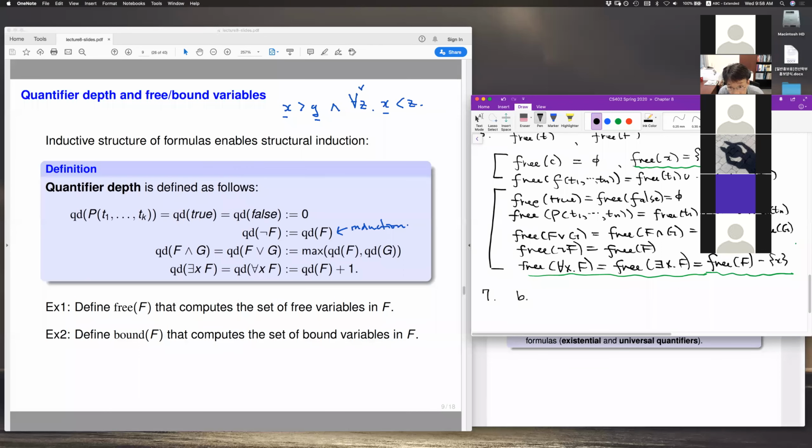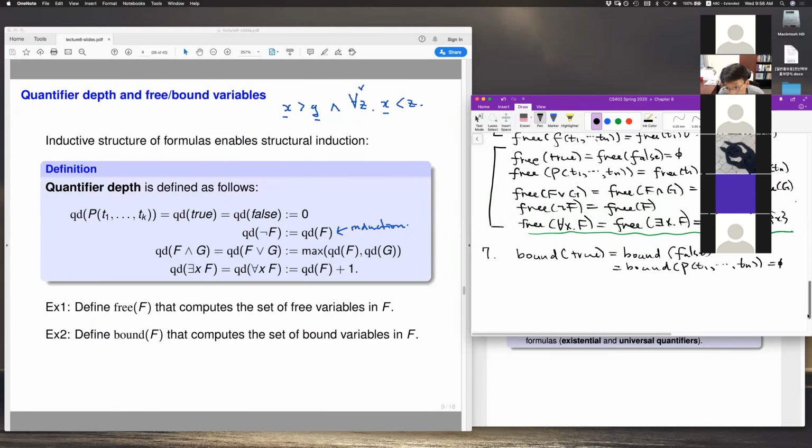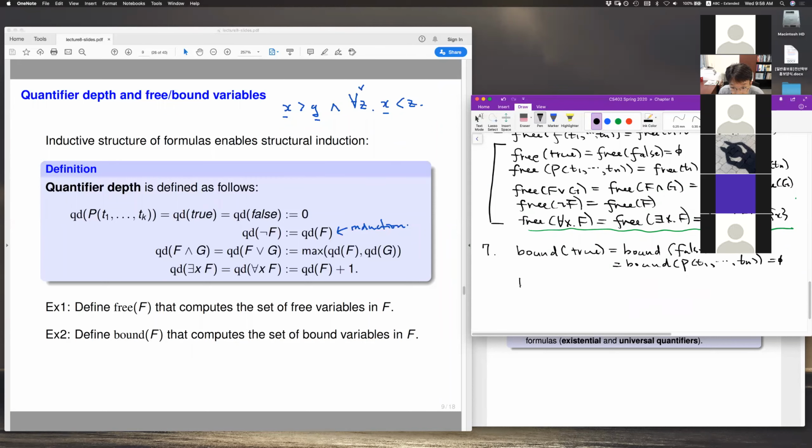for terms, because nothing is bound there. But bound for true, bound for false, and bound for propositional variables, predicate symbol Tn, all are going to be empty. And then the bounds for the other cases are just recursive, taking the union. Okay, so I'll just show you one case. It's bound of F union bound of G.